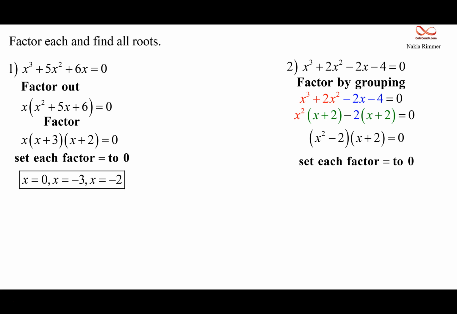Of course, we're trying to solve an equation. I'm going to set each factor equal to 0. The first factor is that x squared equals 2. So that's plus or minus √2. And the second factor is -2. Okay, great.